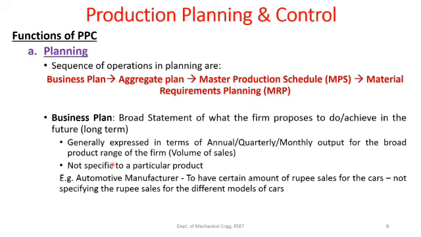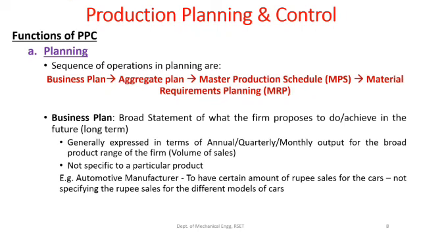So the basic essential characteristic of a business plan is that it is made for the entire business and not for a particular product. For example, a business plan for an automotive manufacturer is to have a certain amount of rupees of sales for the cars or a certain quantity of cars to be produced, not specifying the rupee sales for different models of car or exactly what the quantity of cars produced for different models will be. So that kind of a plan is referred to as a business plan.